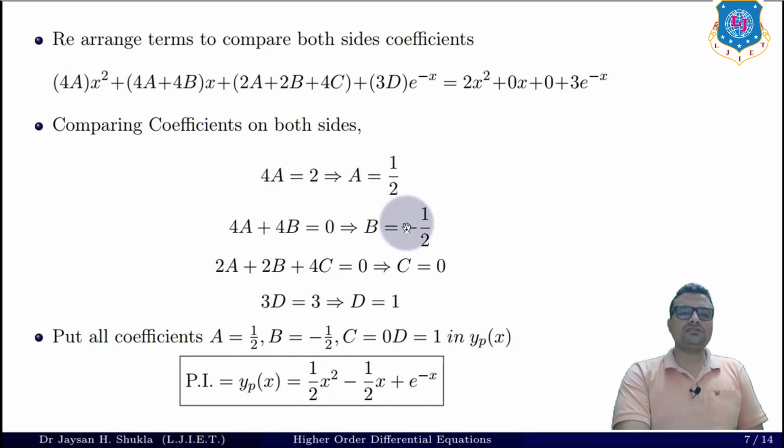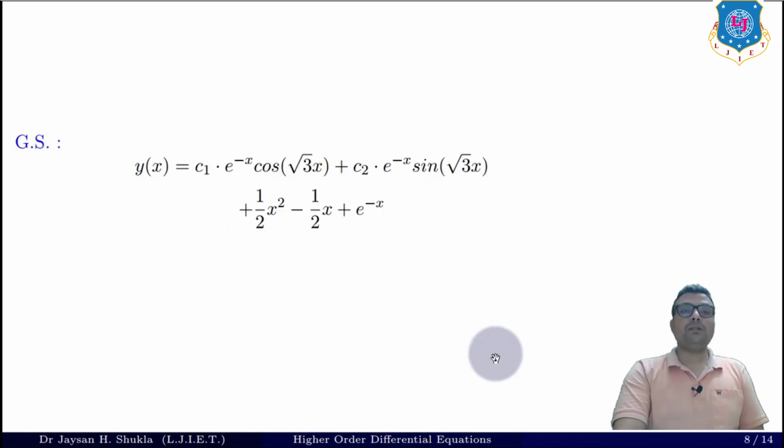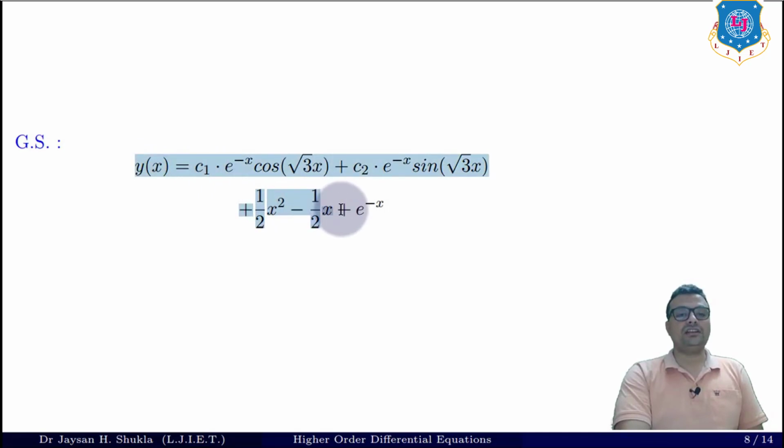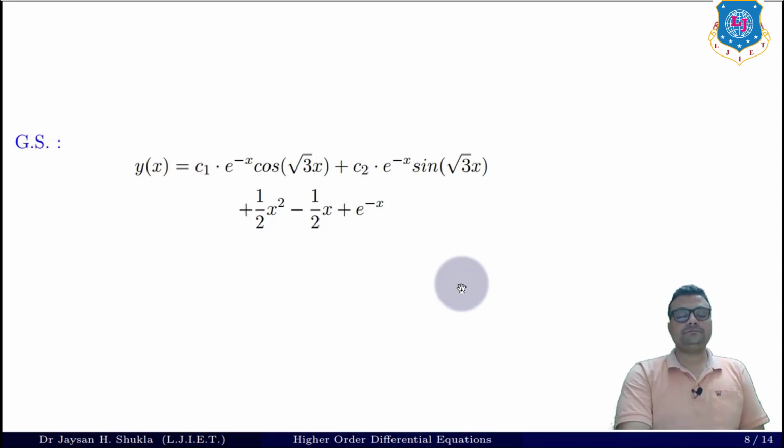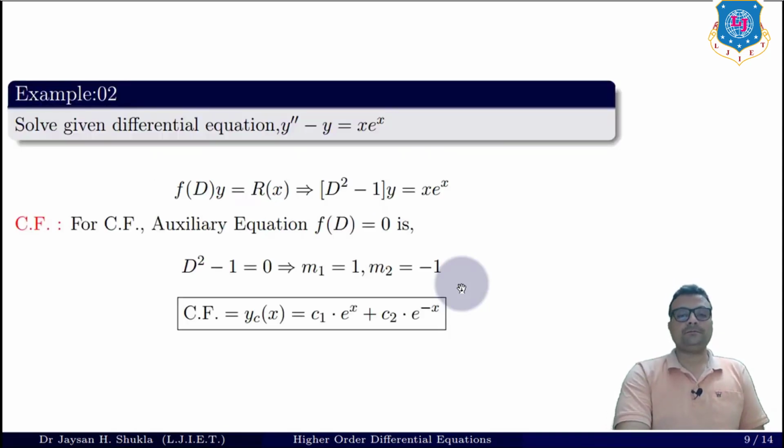Now taking all these constants into my value of yp will give me the final answer 1 half x square minus 1 half x plus e raised to minus x. Combining it with the complementary function will give me the general solution as this part. So this is how we can find the solution of a differential equation using the method of undetermined coefficients, where the right hand side is addition or subtraction of two functions. Now let us go for the second part.